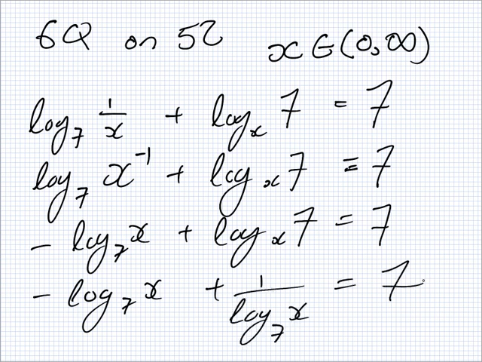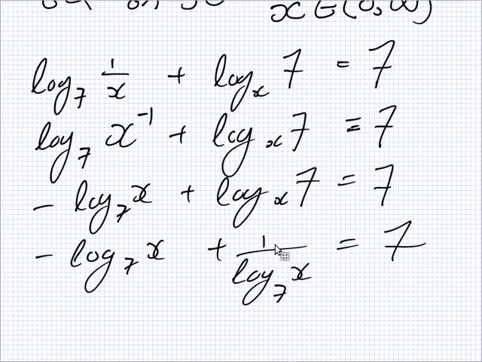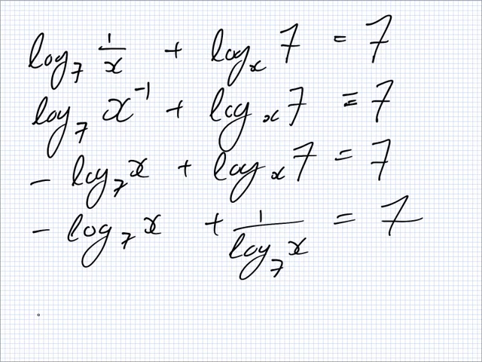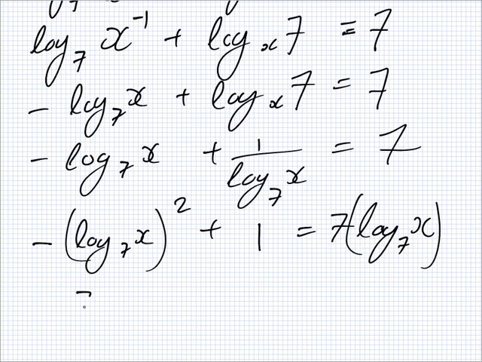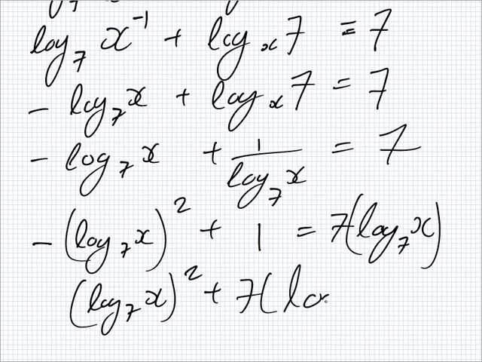What's next? Multiply by log 7x. You multiply by log 7x. Minus log 7x squared plus 1 equals 7 log 7x. Right, I'm going to take everything to the right. So that would be something. Log 7x squared plus log 7 log 7x minus 1 equals 0.